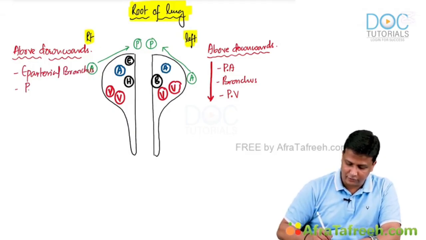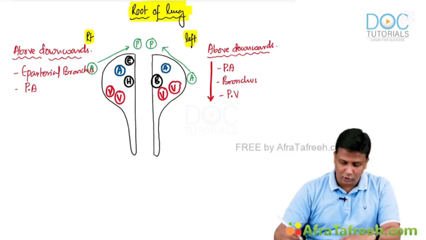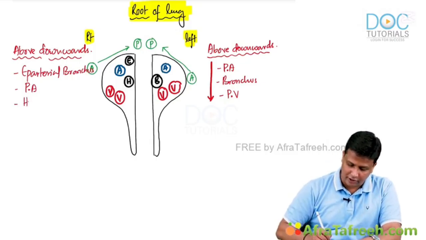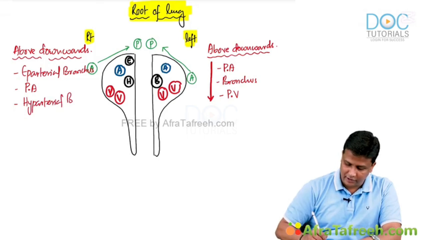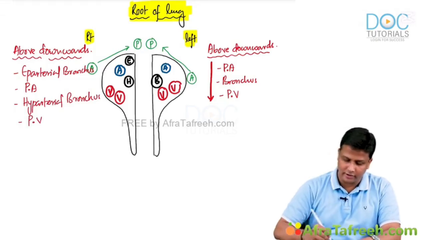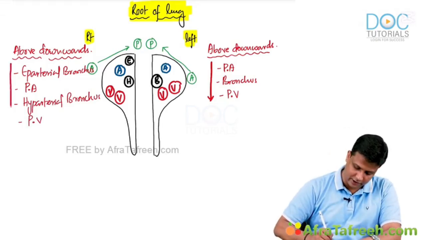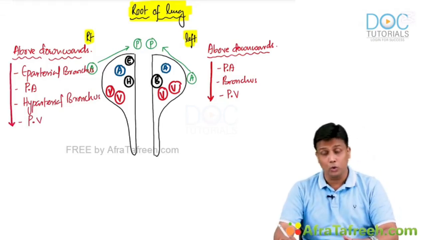So then, the next one will be the pulmonary artery. And below the pulmonary artery, you have the hyparterial bronchus. That is the hyparterial bronchus. And then finally, you have the pulmonary vein. That is how all the structures are arranged above downwards in the root of the right lung.